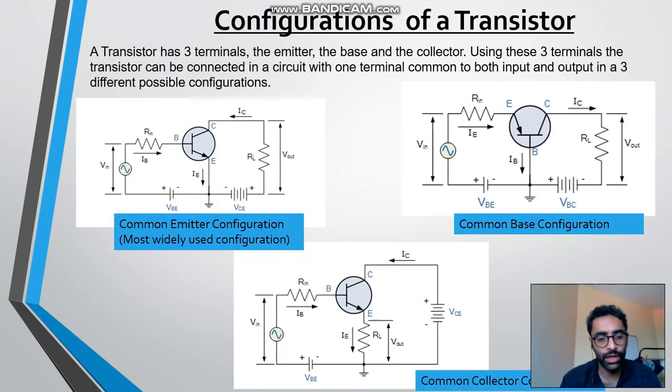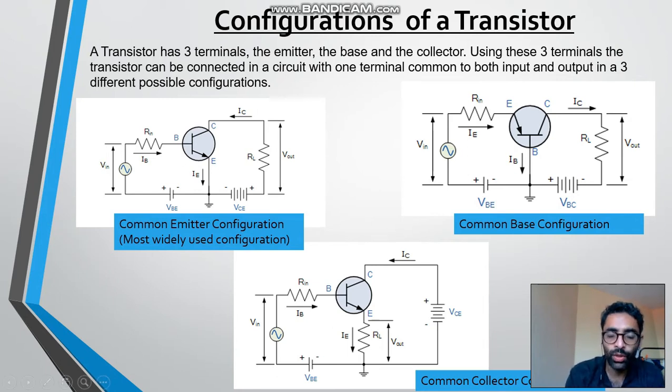Now let's have a look at the configurations of a transistor. A transistor has 3 terminals: the emitter, the base and the collector. Using these 3 terminals, the transistor can be connected in a circuit with one terminal common to both input and output in 3 possible different configurations, right? So when one terminal is common to both the input and output, on that basis we can classify the various configurations. For example, the first one is the common emitter configuration. So what is common here? Emitter is common to both input and output, right? And as you can see, the emitter terminal in this particular configuration is grounded.